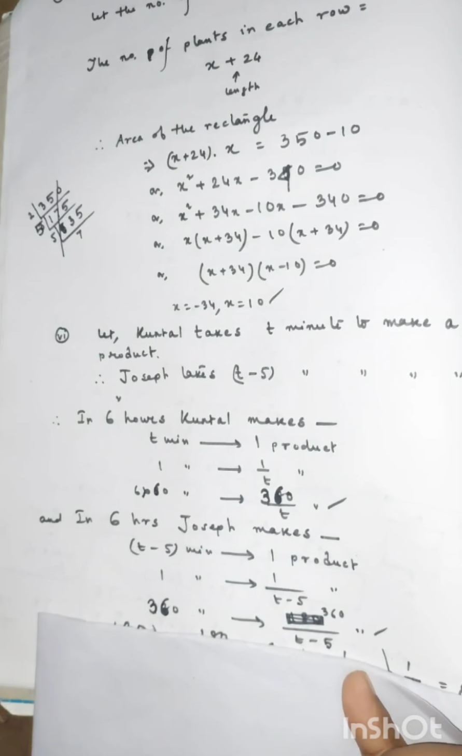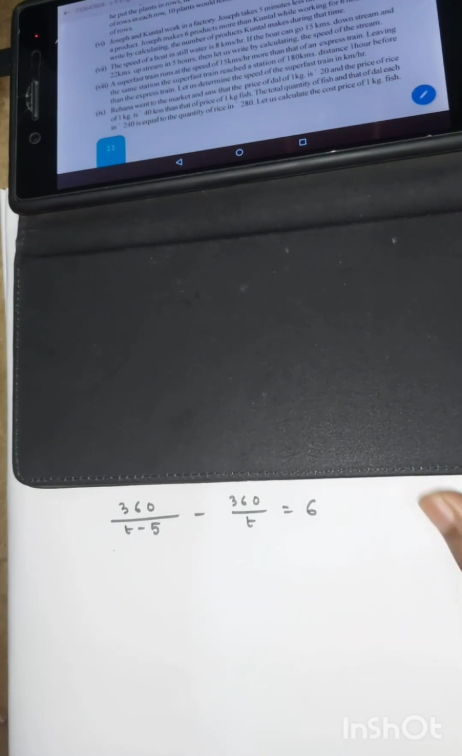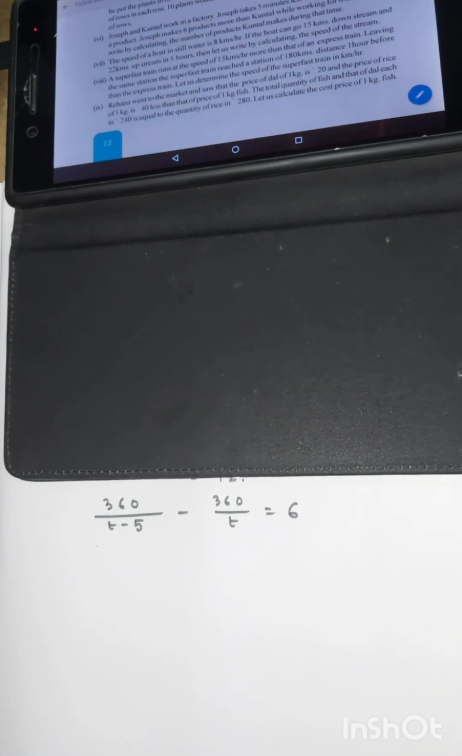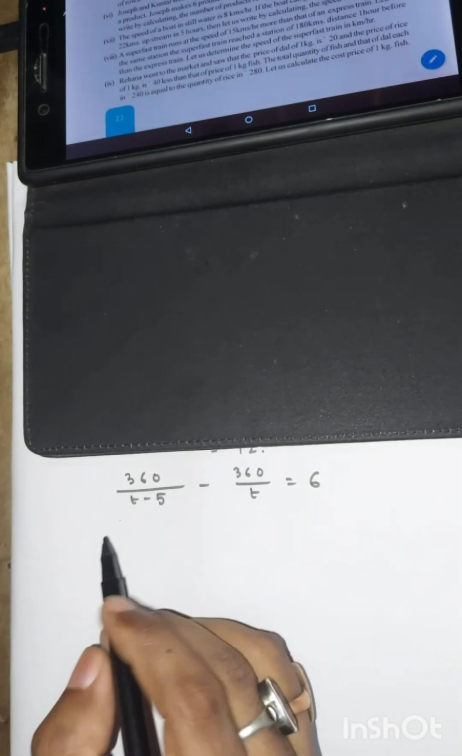So these are the number of products they make in 6 hours, and according to our given question, the difference between these two numbers is 6. Joseph makes 6 products more than Kuntal in 6 hours. So we have to write the equation. Okay. So this is our equation. Now we have to solve it for t.